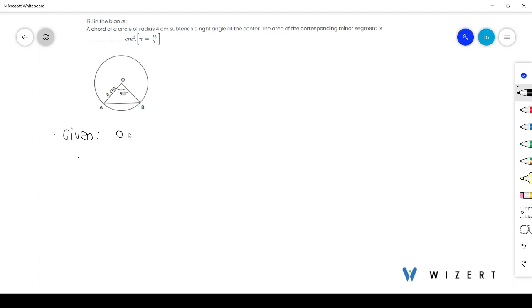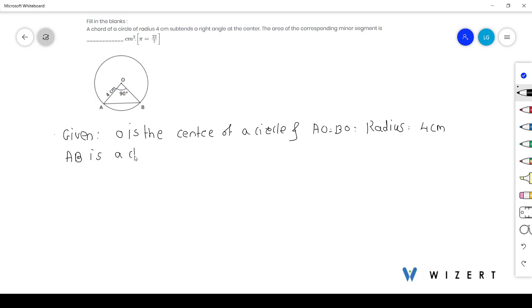Here we have given O is the center of a circle, and AO, BO are the radius of the circle, which are given as 4 cm. AB is a chord which subtends 90 degrees at center O, that is, angle AOB is 90 degrees.